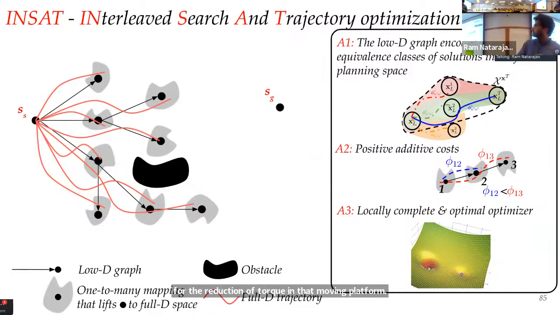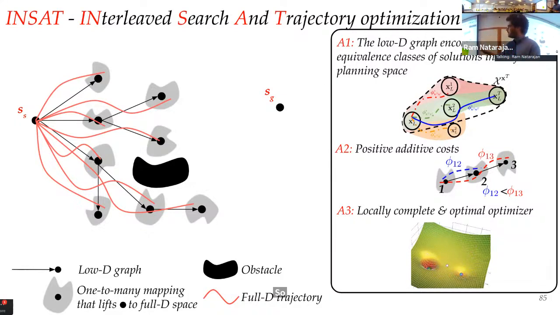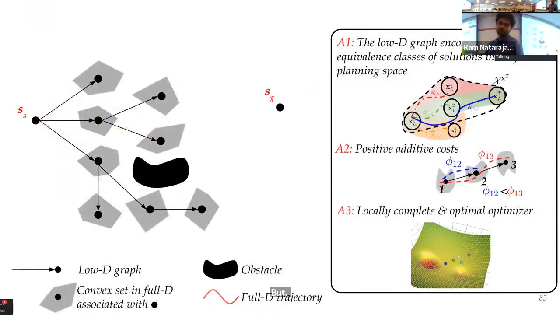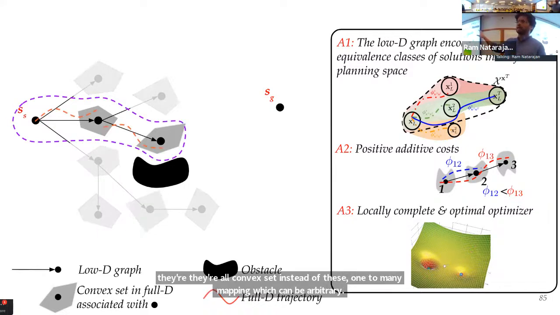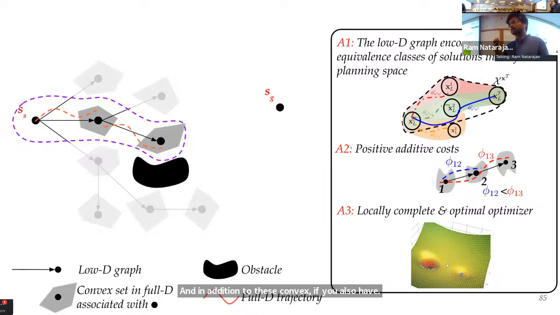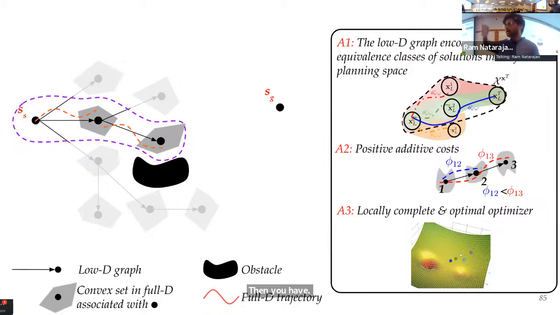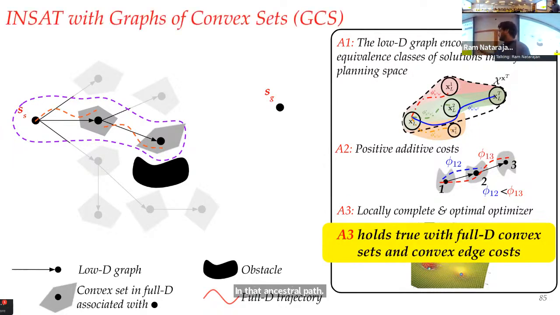Cool. So one last time, going back to this example. At this point, I think it should be familiar how INSAT is running. But let's say that this one-to-many mapping, instead of being arbitrary, consists of convex sets. And in addition to these convex sets, if you also have the relationship between the subsequent convex sets as convex constraints or convex cost functions, then you have a setup where, in that ancestral path, assumption 3 holds true, which is basically that you can find a trajectory that is globally optimal within that space, but locally optimal in the overall graph, right? And this is basically the graphs of convex sets representation.